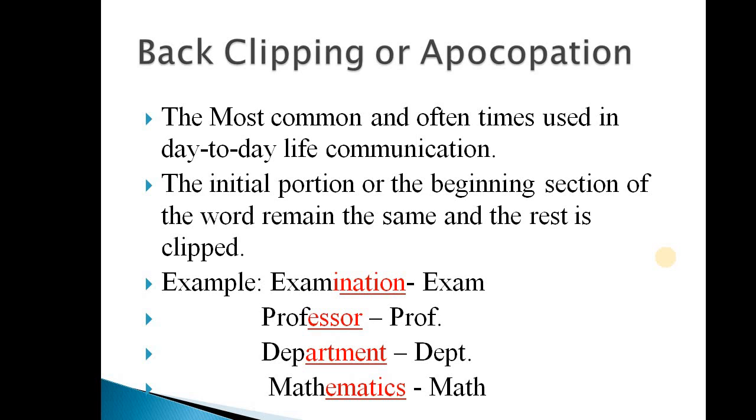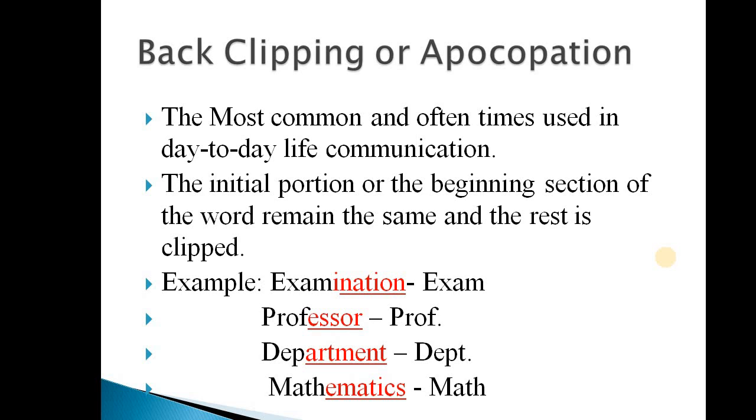If you see the example examination, look at the red colored portion of the full word examination. Here that red colored portion, the latter half of the word, is reduced, and what remains is exam. So you can see the back of the word is clipped, and what remains is the initial portion of the word, exam. So examination is reduced to exam. So exam from examination is a kind of back clipping word formation.